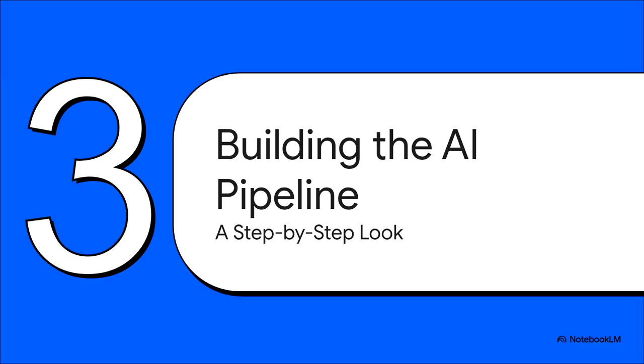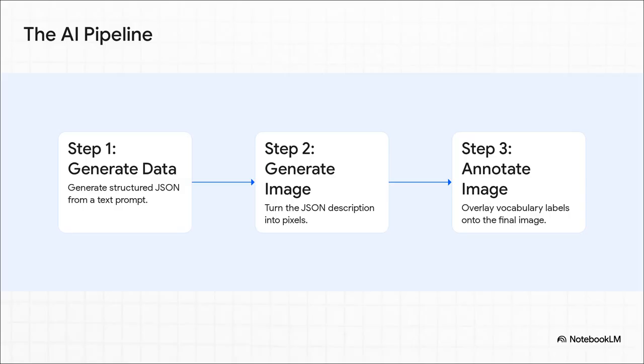All right, so with those three principles locked in, let's finally look at the actual pipeline. We're going to walk through this step by step and see exactly how we go from a simple topic idea to a fully finished annotated image. The whole thing really breaks down into three simple stages. Step 1, we generate the data. That's text to JSON. Step 2, we generate the image, text to pixels. And finally, step 3, we annotate that image, turning the image and text into the final product.